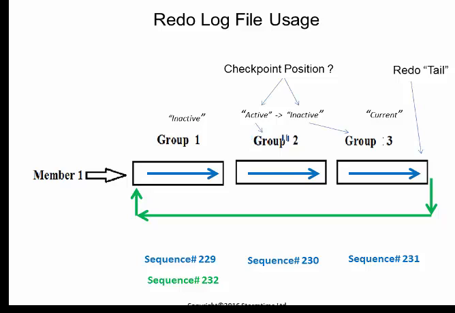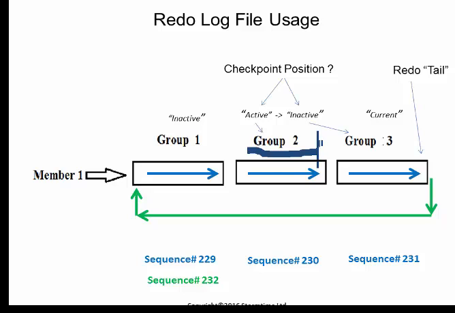We're now on group 2. So if we look at the current situation, group 3 is currently being written to. What we've got is what we define as the redo log tail. It's where log writer is currently up to with writing to the redo. The other important one is the checkpoint position. Anything to the left of the checkpoint position has been dealt with. So instance recovery starts from the checkpoint position.